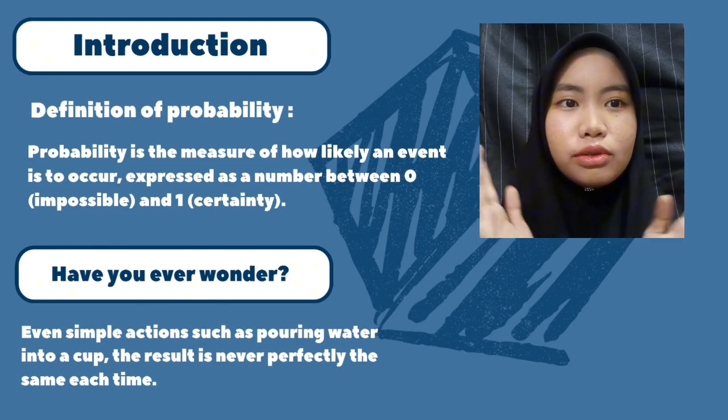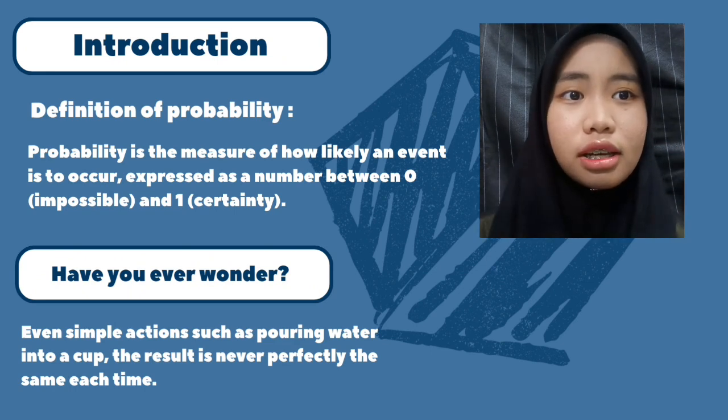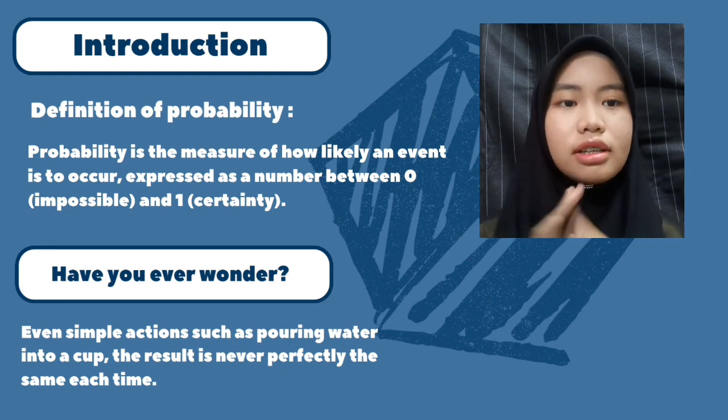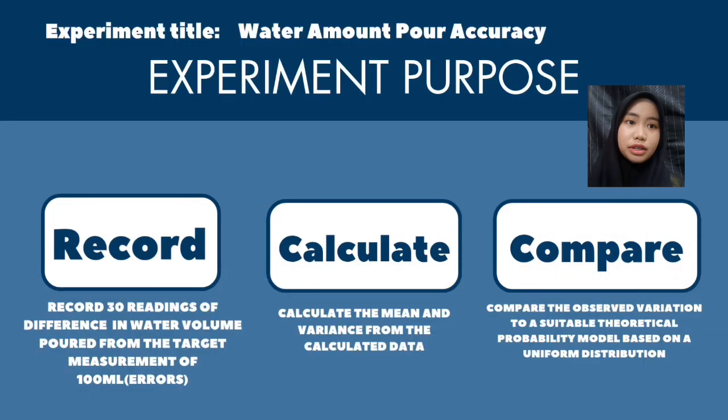Now, do you think the amount of the drink inside the 2 glasses is the same? Well, obviously it is not. So this is an example of random variation. Now, let us talk about our experiment.